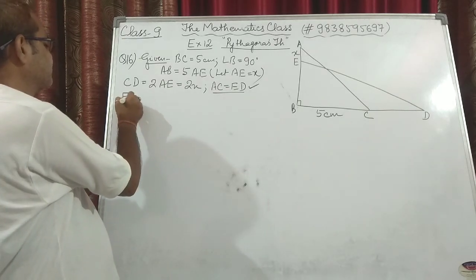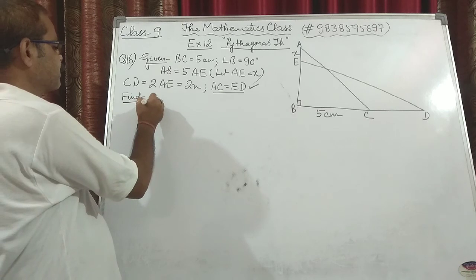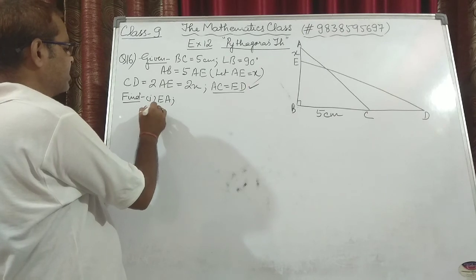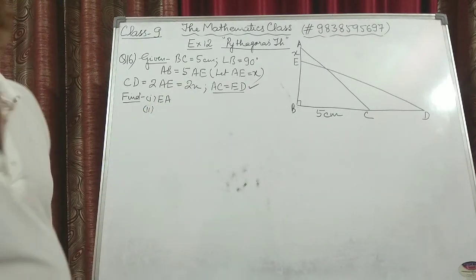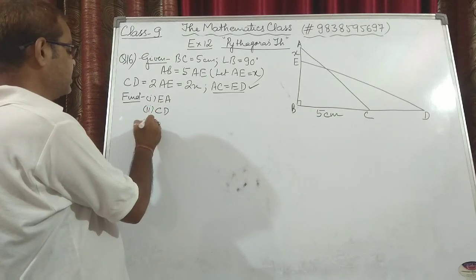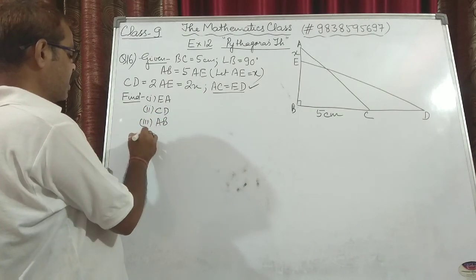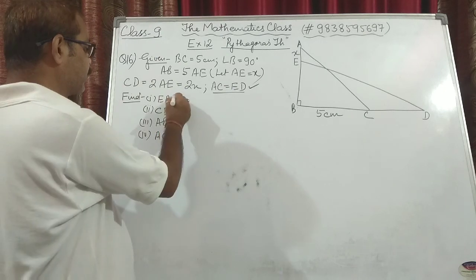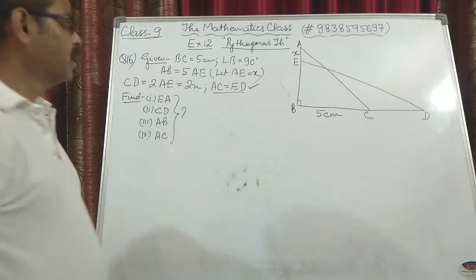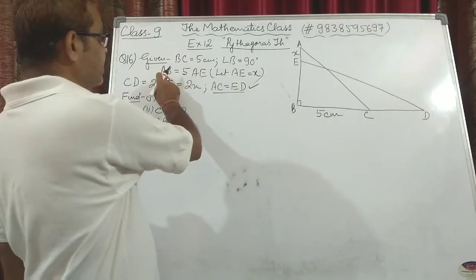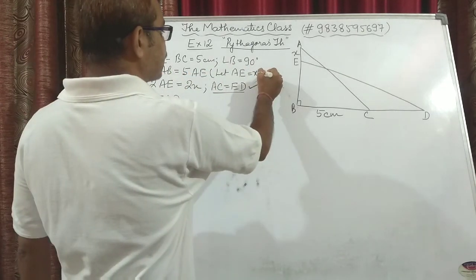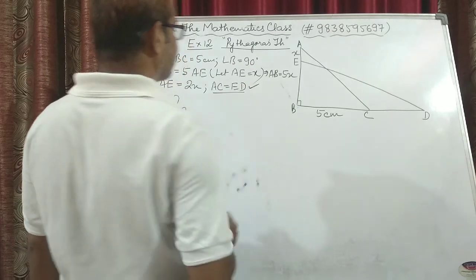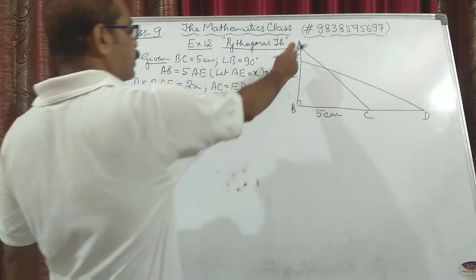We have to find 2-3 things. First we have to find EA or AE, you can say. Second thing, we have to find CD, third AB, and fourth point we have to find AC. These 4 things we have to find out. Now, first of all, it is given AB is equal to 5AE, implies that AB can be written as 5x, because we have assumed AE as x, so AB will become 5x.